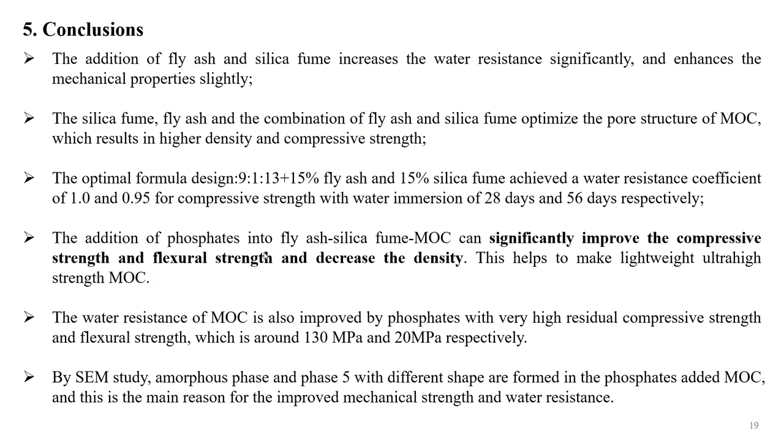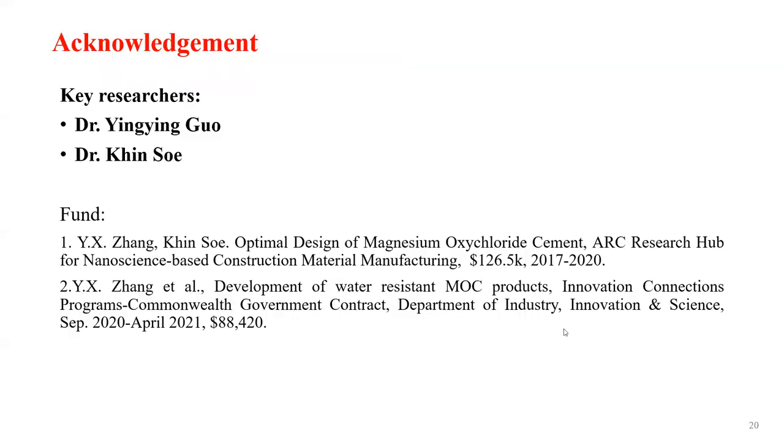And then the addition of phosphate into fly ash silica fume MOC can significantly improve the compressive strength and flexural strength and decrease the density. This helps to make the lightweight ultra high strength MOC. The water resistance of MOC is also improved by phosphate with very high residual compressive strength and flexural strength, which is around 130 MPa and 20 MPa. By the SEM study, amorphous phase and phase 5 with different shapes are formed in the phosphate added MOC. And this is the main reason for the improved mechanical strength and water resistance.